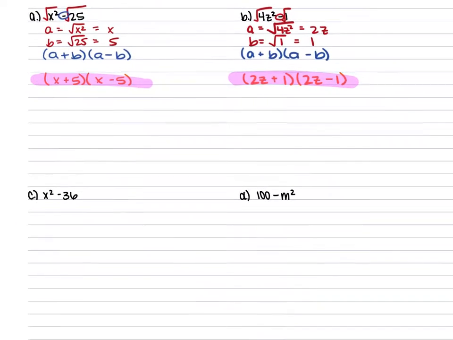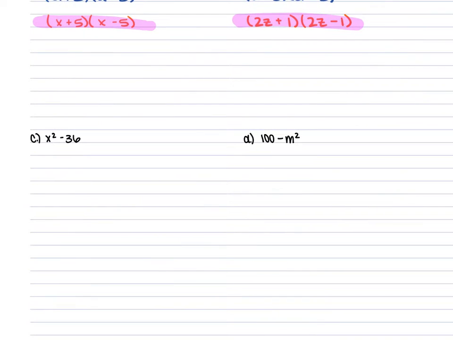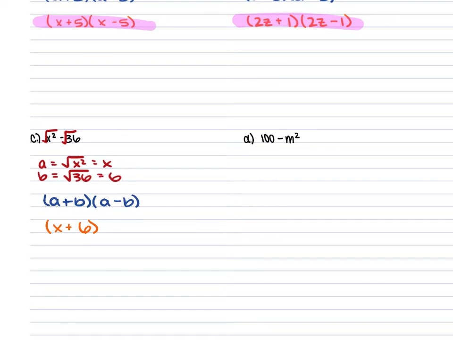For example C, we are given x squared minus 36. So again, I have a binomial, I have subtraction there. I can take the square root of both of those terms. So our a is going to be the square root of x squared, which is x. Our b is the square root of 36, which is 6. We are going to use the difference of squares formula. So a plus b times a minus b. This gives us x plus 6 times x minus 6.